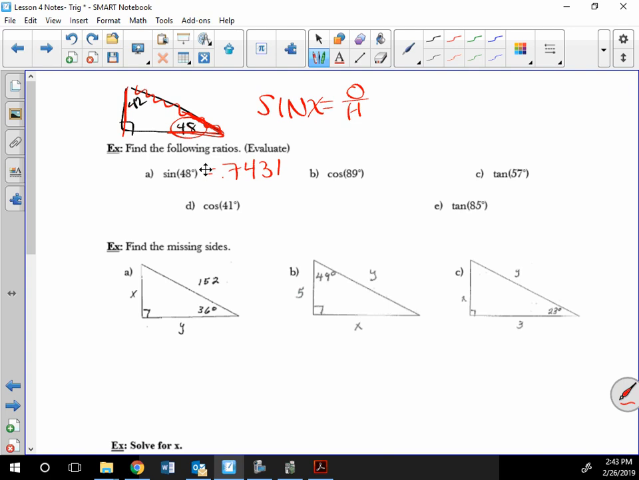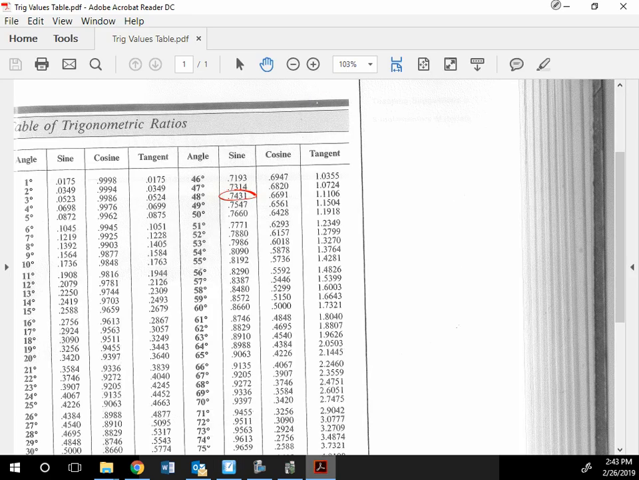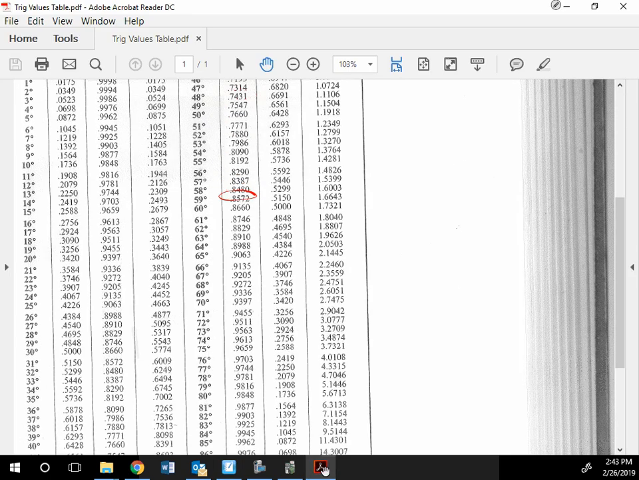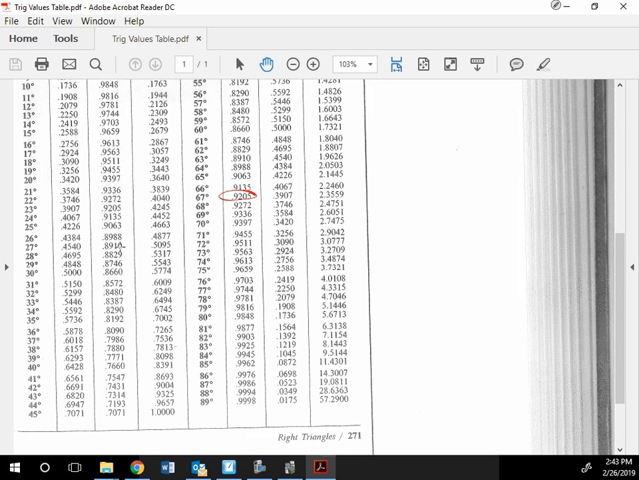All right, let's do cosine of 89 degrees. We go to 89 degrees. We go to cosine here. And what's our angle? What's our measure? Cosine, not 0.175. Good. 0.0175.